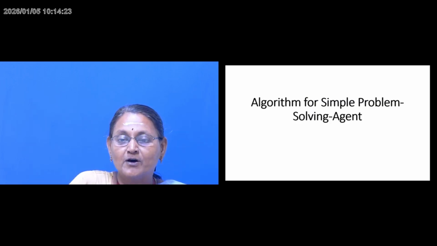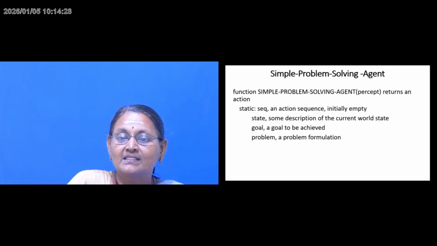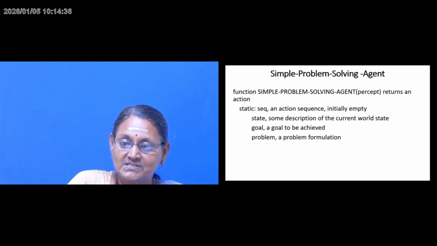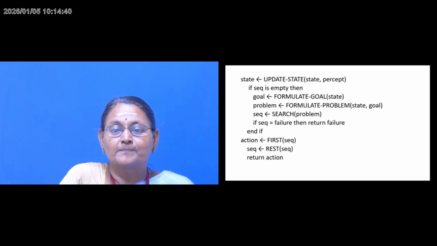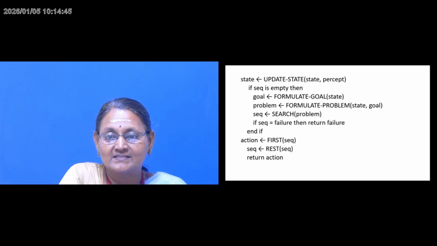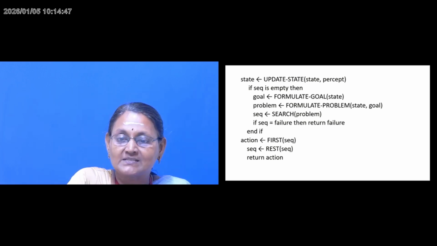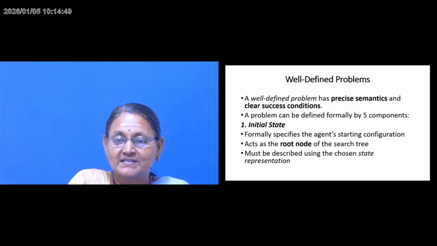This problem formulation is represented using a simple algorithm. This algorithm includes the statement of the various possible states, which is the initial state, and a goal to be achieved. It starts with the initial state. From that state, it has to choose the possible state from the list of states.